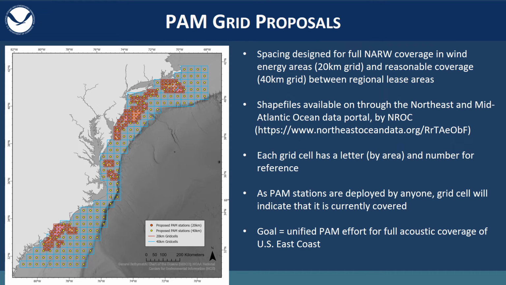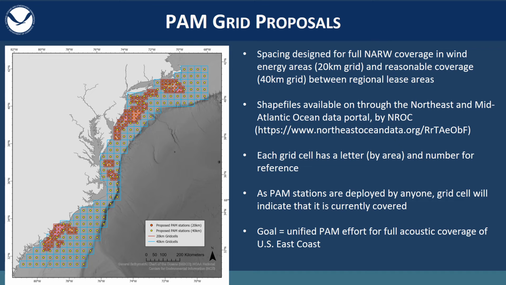These grid proposals were designed with the purpose of having full coverage along the coastline for both baseline and mitigation purposes. The grid spacing is specifically geared for full monitoring coverage of right whales, with 20-kilometer grid cells within lease energy areas based off of a right whale's average detection range of 10 kilometers. The grid incorporates coverage between lease areas by expanding to a 40-kilometer grid cell in an effort to make this type of design reasonable and manageable.